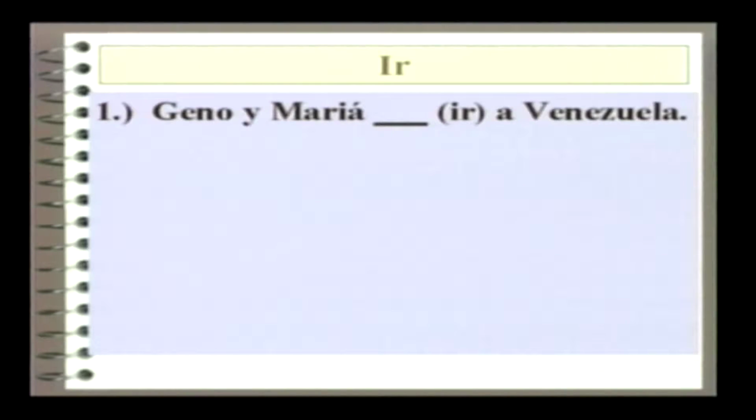Number 1, Gino y Maria. And what would you put for ir? A Venezuela. Now, looking at number 1, we have more than one person, Gino and Maria. Are you included? No. So if you're not included, we're looking for the third person plural. And as you can see, fueron is what we're looking for. Gino and Maria fueron a Venezuela.